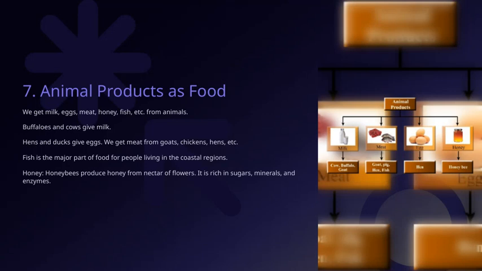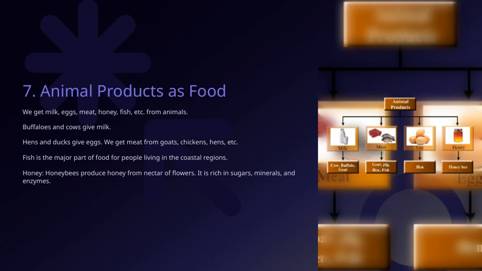Let's talk about animal products as food. We get a variety of essential foods from animals, including milk, eggs, meat, honey, and fish. For example, buffaloes and cows are the primary sources of milk that many of us consume daily. Hens and ducks provide eggs, which are a vital part of our diet. When it comes to meat, we often get it from goats, chickens, and hens, among others. Fish is especially important for people living in coastal regions, serving as a major part of their food.